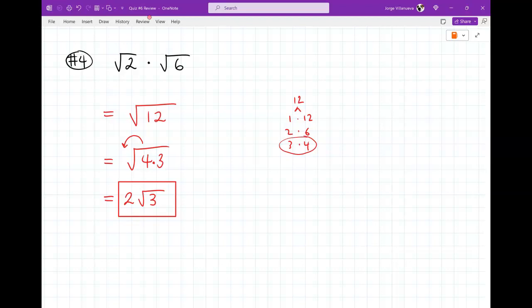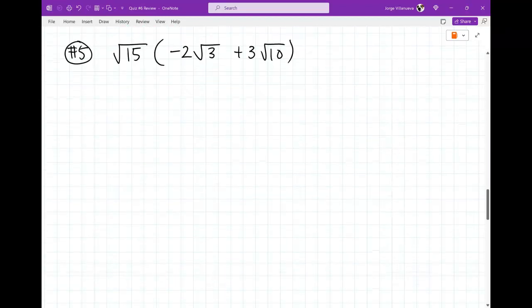So easy problem, but there's a little hitch to it, right? Like don't just multiply and leave. You can do more. And I think your calculators can do this one. I'm not 100% positive, but I think it can. If it can't do square root of 2 times square root of 6, for sure it can do square root of 12. Okay? So, all right, so that's 4.